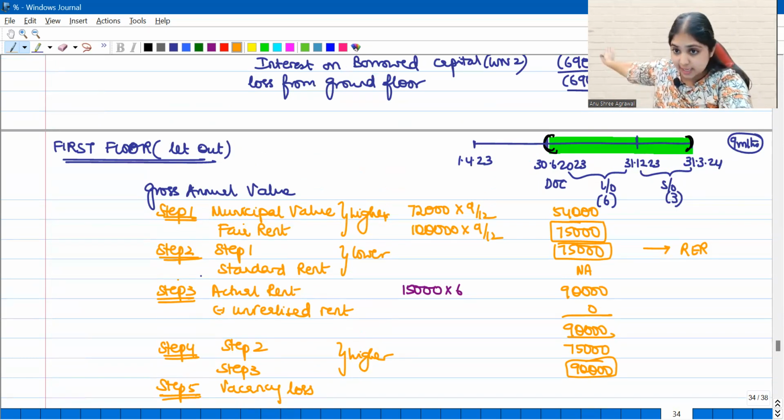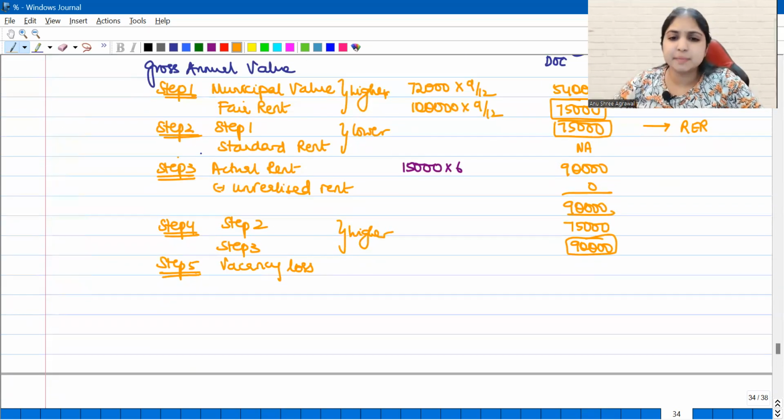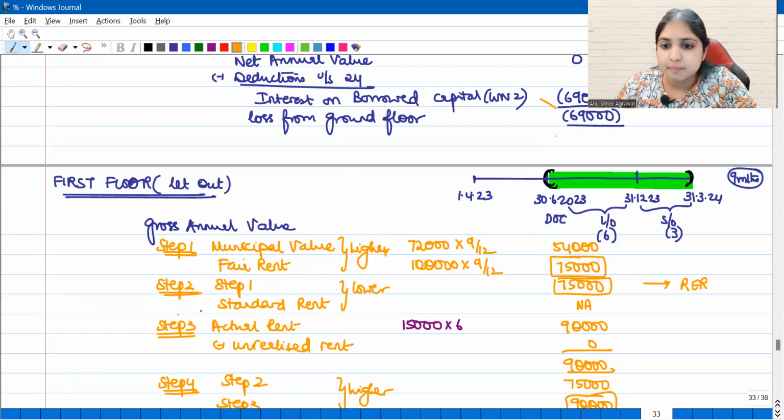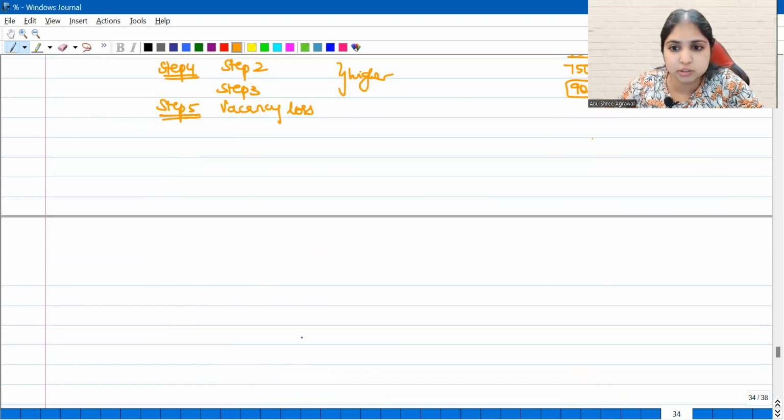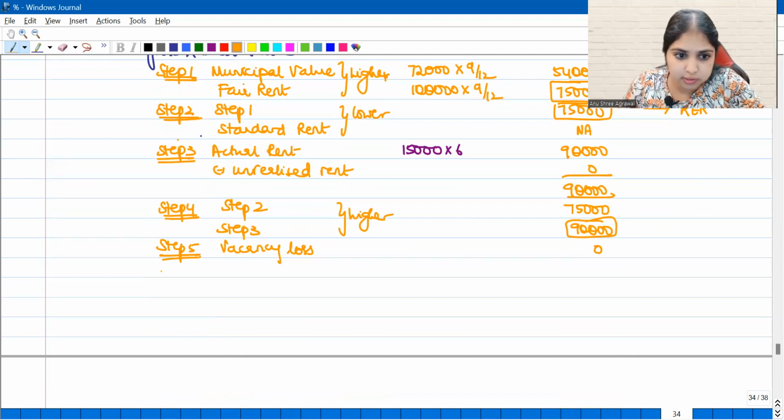Vacancy loss means the house is ready, the house is existing, but neither self-occupied nor let out, no tenant is occupying, it is lying empty. We don't have anything like that. Because in total we have only 9 months. In these 9 months, 6 months let out, 3 months self-occupied. So the house is not vacant, there is no vacancy loss.